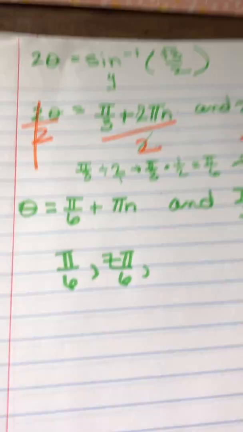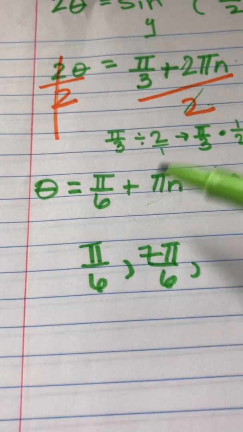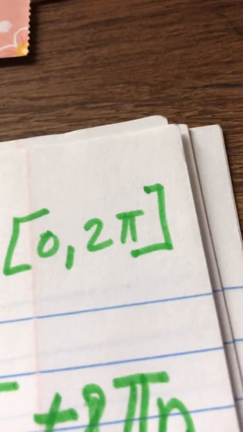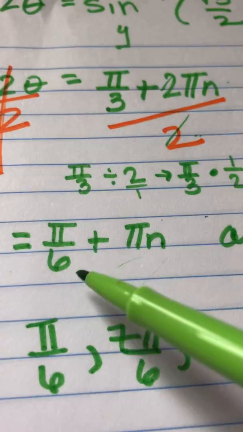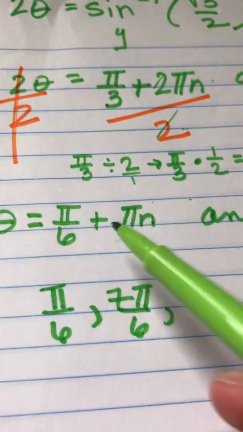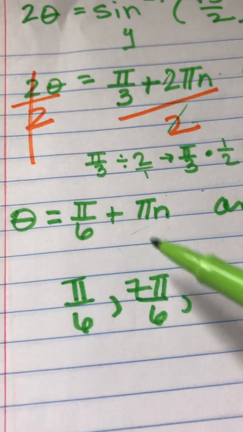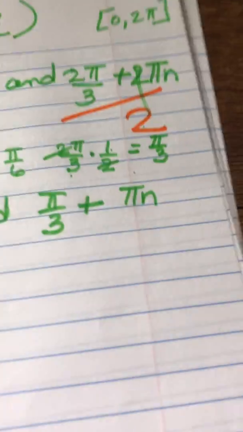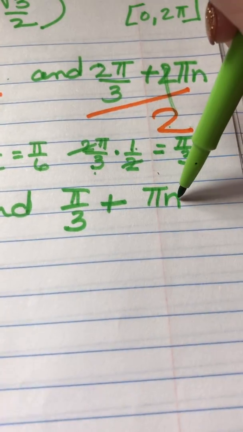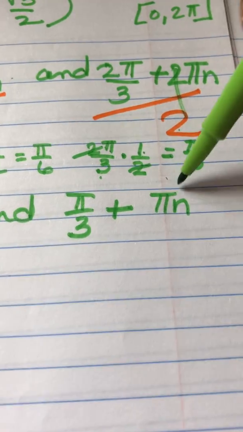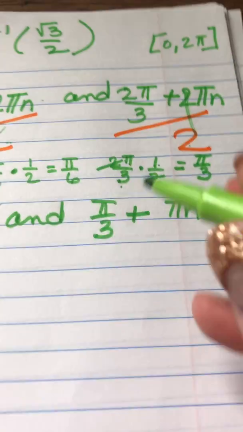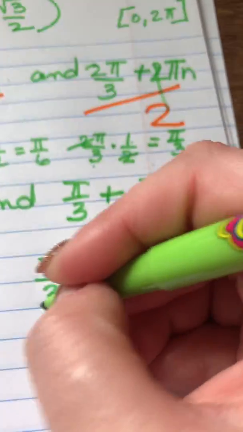Now, if I plug in 2 for this n and say pi over 6 plus 2 pi, well, that'd be bigger than 0 to 2 pi. So these are the only two answers I get from this first pi over 6 plus pi n. Now let's go over to pi over 3 plus pi n. If I plug in a 0 for n, I have pi over 3 plus 0 pi, which is just pi over 3. Okay, so we have pi over 3.